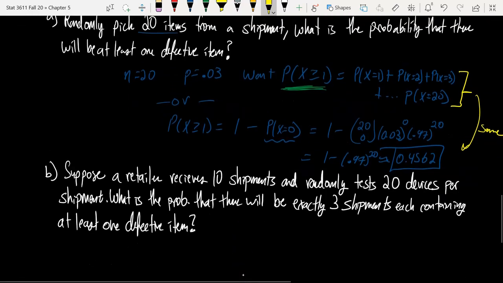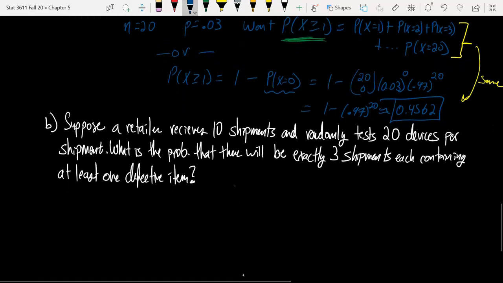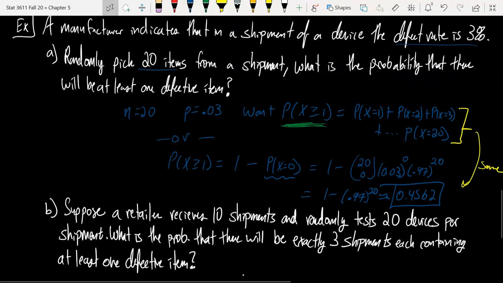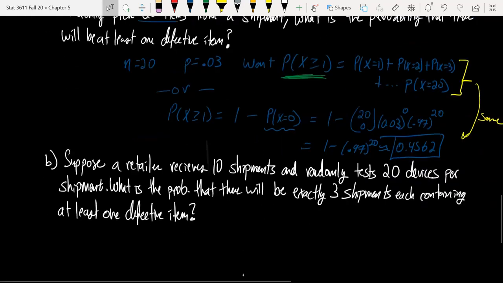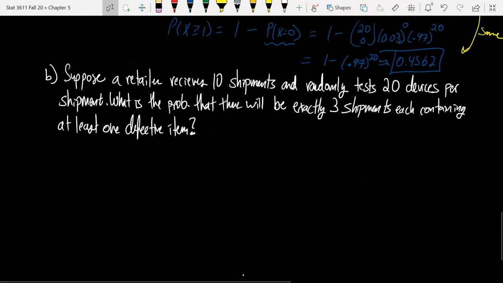Welcome back. Let's go ahead and take a look at how you might have answered part B. What we're going to look to recognize here is that this is sort of like a binomial problem inside of a binomial problem. If you look at part B, think about what you would define as a success here. They get 10 shipments. The overarching success would be that an individual shipment has at least one defective item, right? So we can classify each of the 10 shipments as either success or failure.